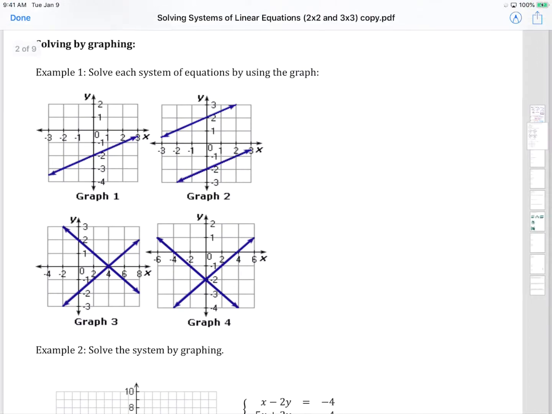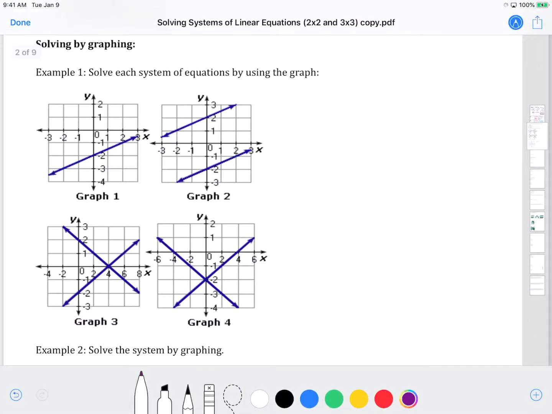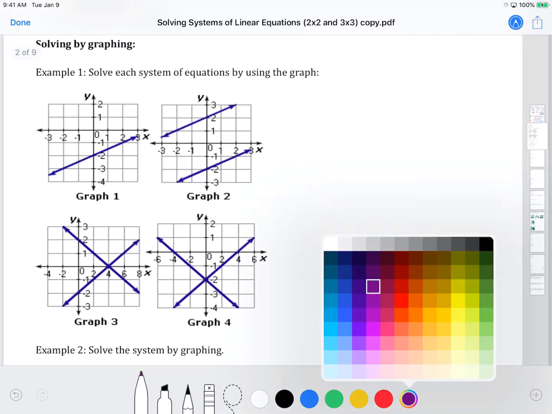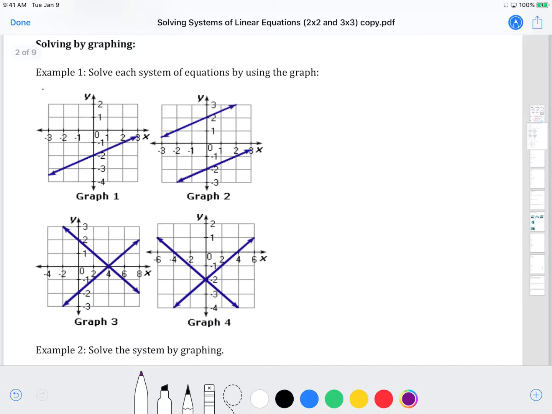So in the first example, it says we're going to solve each system of equations by using the graph. We've got four graphs here, so we've got four systems of equations. The first two here, I'll call this graph 1, graph 2. In graph 1, we've got one of our special cases where a line was drawn, and then another line was drawn, but it happens to be the same line, and it was drawn right on top of it. So any point that works for one line is going to work for the other line.